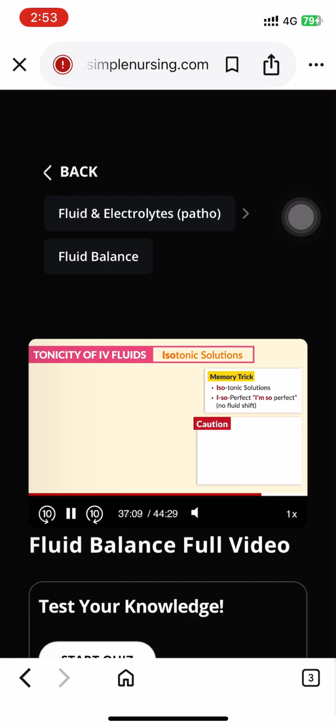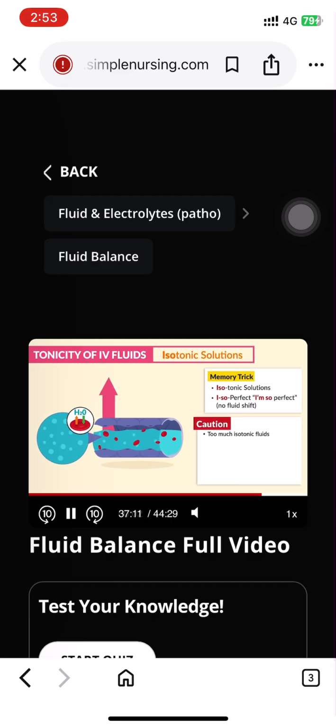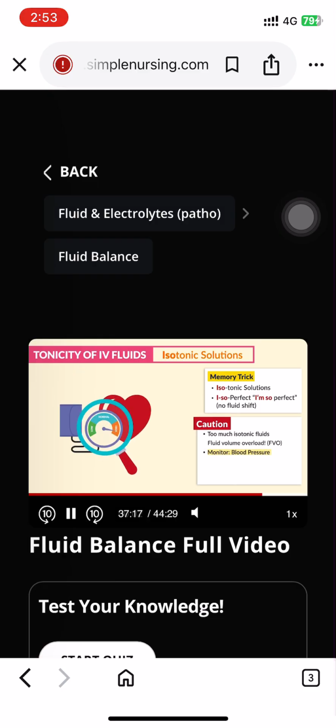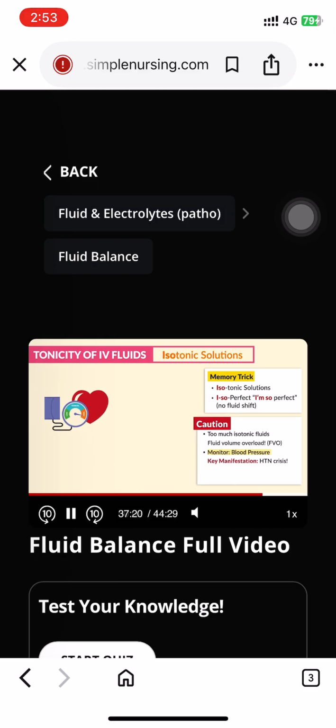Now, a big caution here. Too much isotonic fluids can cause fluid volume overload, that big water balloon body. So we must monitor blood pressure. And the key manifestation to watch for is hypertension crisis. We're talking a BP over 180 systolic. Huge risk for a CVA stroke. Once again, just think about all that pressure pounding on those little tiny blood vessels inside the brain. It can cause a deadly bursted blood vessel, called an aneurysm.